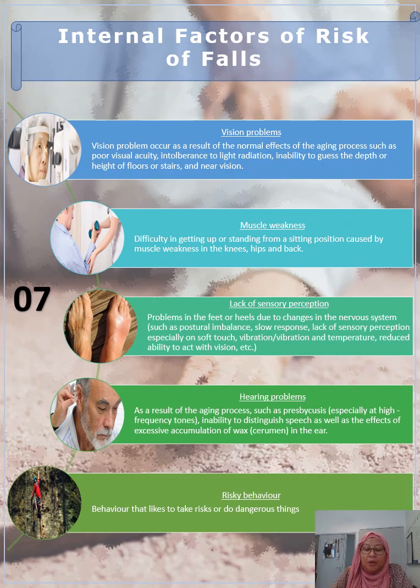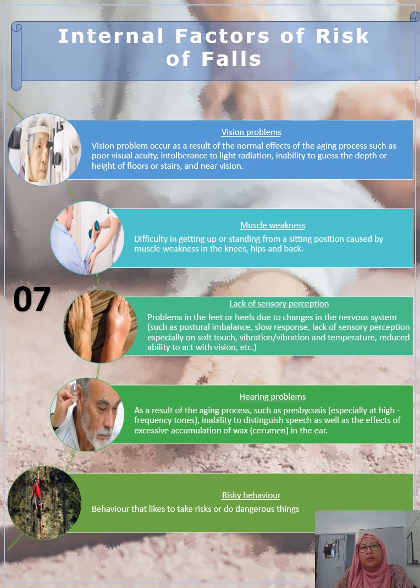Alright, so vision problems. Vision problems occur as a result of the normal effects of the aging process, which is very, very common among older people, such as poor visual acuity, intolerance to light radiations, inability to judge the depth or height of floors or stairs, and near vision, which can cause falls.